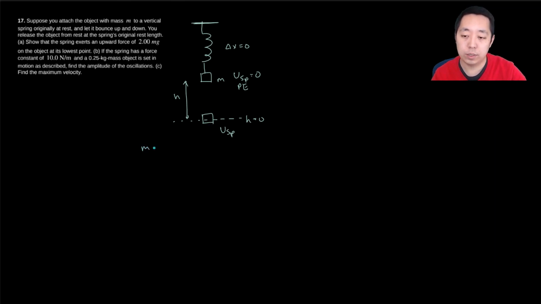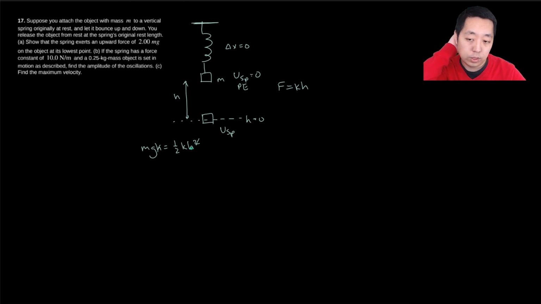Or in other words, up here mgh has to equal 1/2 kh squared, or k delta x squared, right? So one of these h's will cancel, and I can solve for h, and I'll show you why that's useful. Because if I know h, then I can know the spring force, right, using Hooke's law.